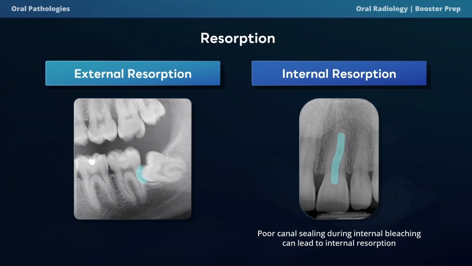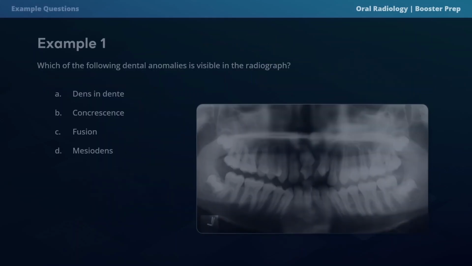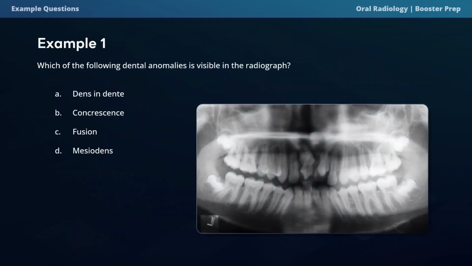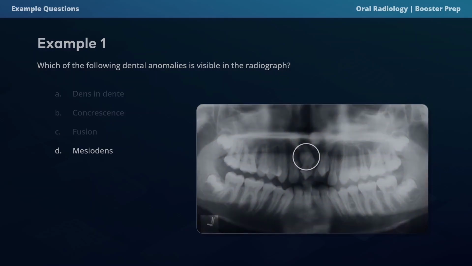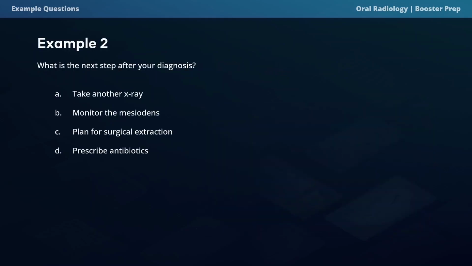Our first sample question asks, which of the following dental anomalies is visible in the radiograph? All right, guys, take a second to pause the video and to answer the question. Okay, let's take a look. The correct answer here is D, and here we can see a supernumerary tooth between the maxillary incisors, which is characteristic of a mesiodens.